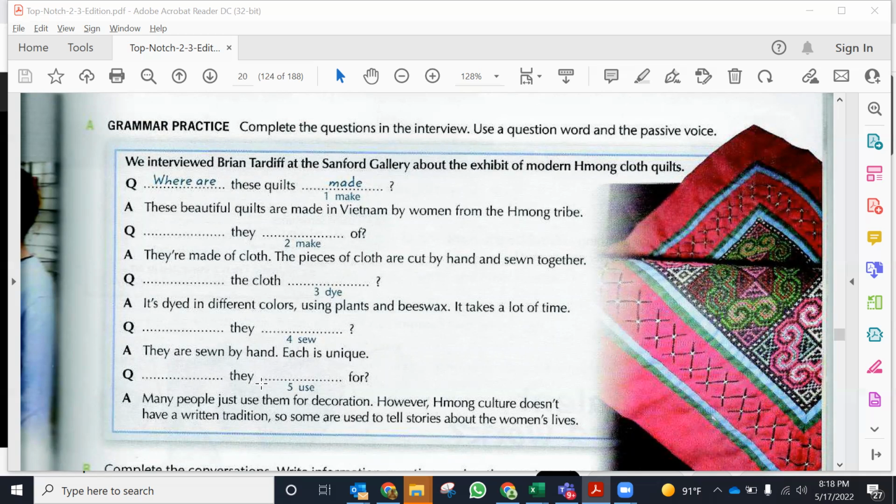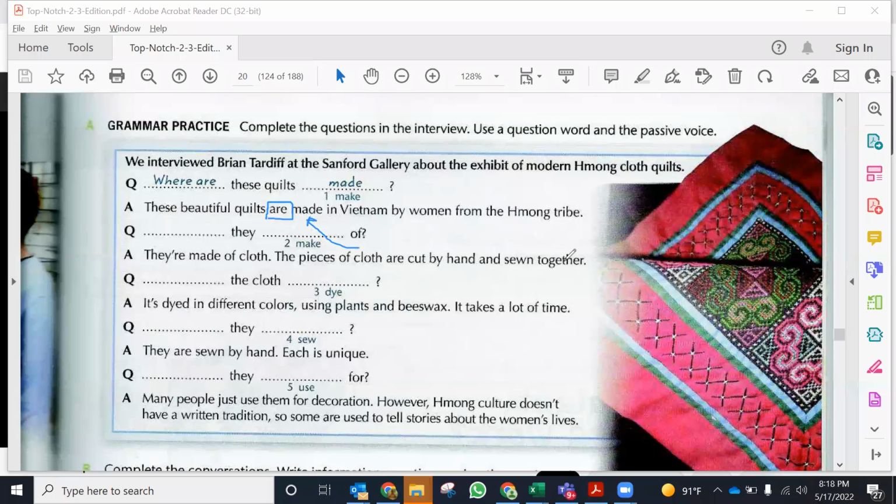Okay. Ok, entonces fíjense bien en la respuesta, ¿qué tiempo tenemos? Pasado. ¿Pasado en dónde? En el made, ¿verdad? Muy bien. Entonces, tenemos pasado en el made, pero ojo, acá está are. ¿Ok? Entonces, el made es el participio, ¿verdad? Esto está en voz pasiva, ¿sí? Son hechas en Vietnam por mujeres de la tribu de Hmong.